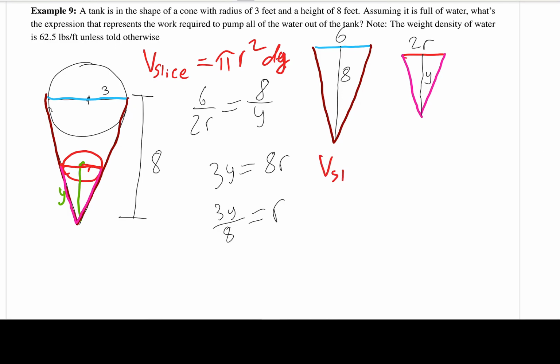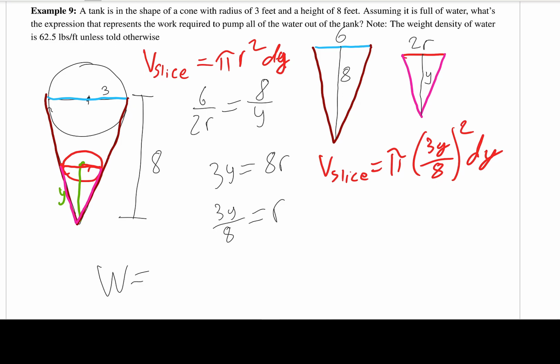So V slice equals pi times (3y over 8) squared dy. We don't have any spouts, so we'll have that work is equal to the integral from, we also know that it's full of water, so we're going to go all the way from the bottom of the tank to the top, so that's 0 to 8. We'll have our weight density, which is 62.5.